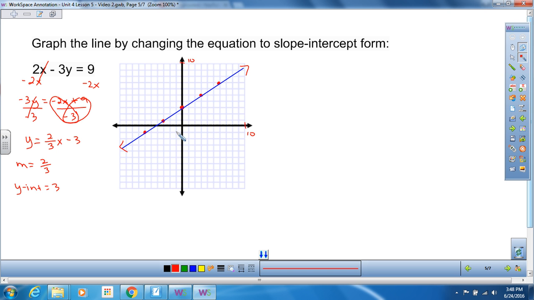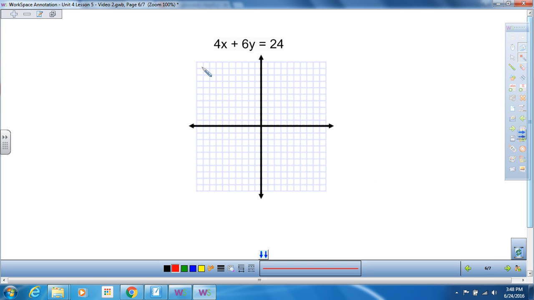Okay, now finding x and y intercepts could be easier. However, you do need to know how to change it to slope-intercept form because once we do inequalities next, this is what we'll do with the equations that are in standard form. So let's practice that again. Okay, so let's get y by itself.